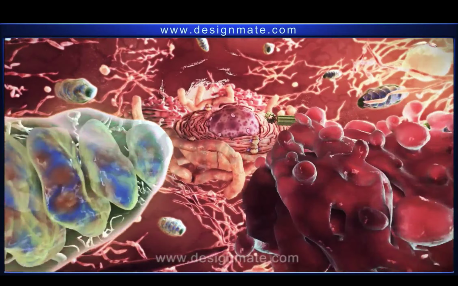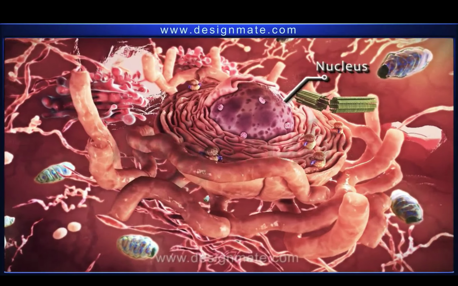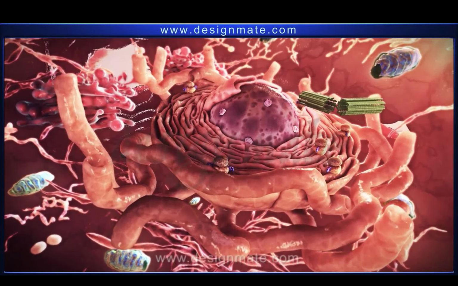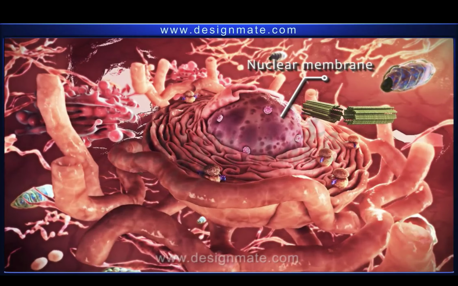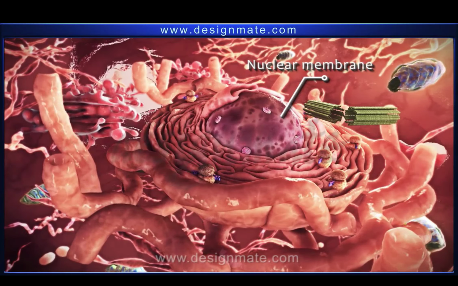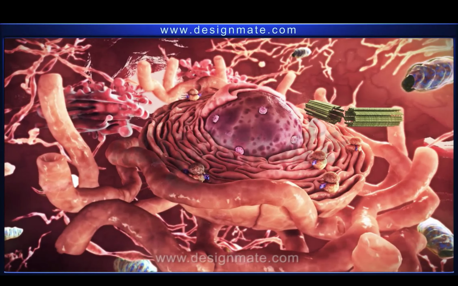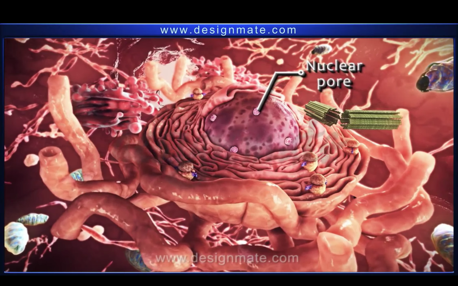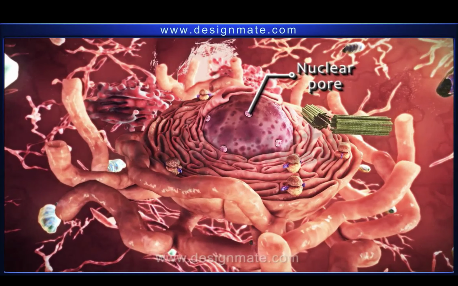In the center of the cell, we see the third most important part, which is the nucleus. Nucleus is separated from the cytoplasm by the nuclear membrane, which surrounds and protects it. The pores, which we can see on the nuclear membrane, are the nuclear pores, which selectively allow exchange of molecules between the cytoplasm and the nucleus.